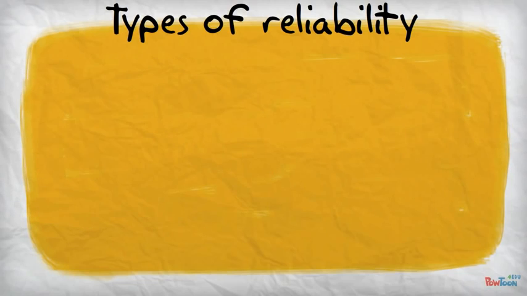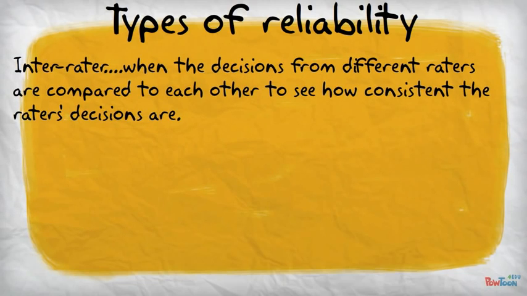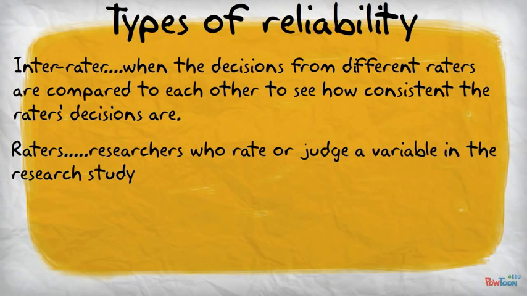The next is inter-rater reliability. This is when the decisions from different raters, a rater is a researcher who rates or judges a variable or variables in the research study, are compared to each other to see how consistent the different judges' decisions or ratings are.